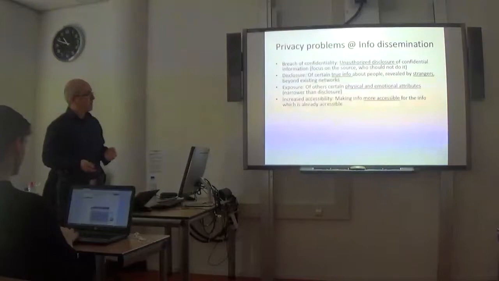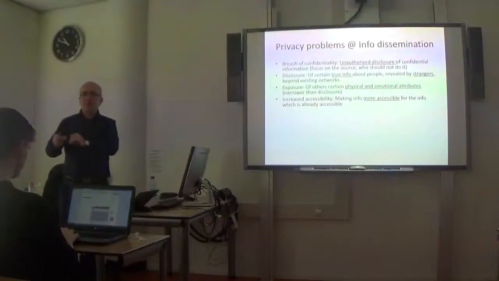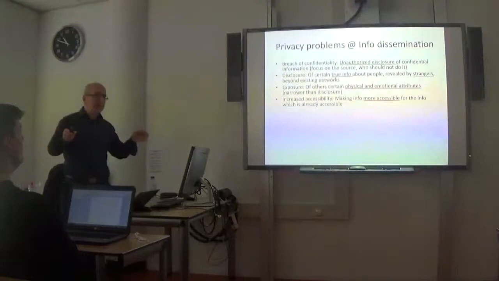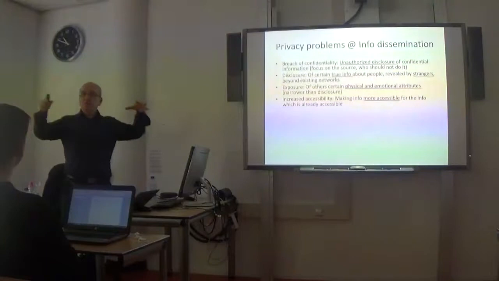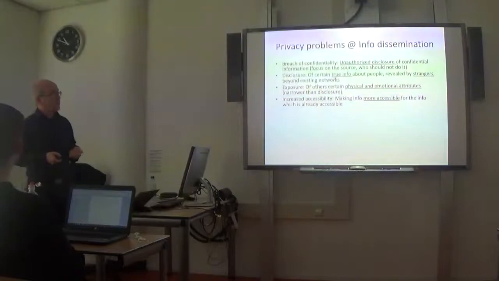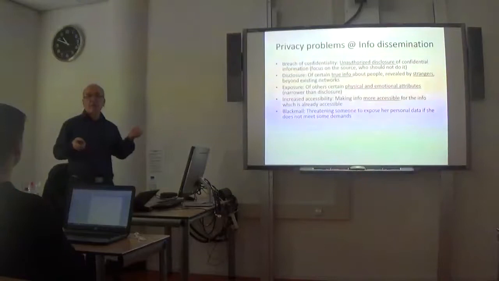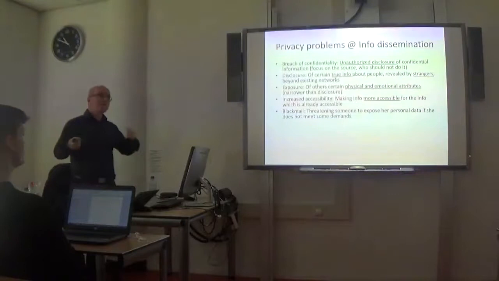Increased accessibility: if I put up a portal where everybody can get information about you or other people, that is increased accessibility, and it is also a breach of privacy, because by definition people try to spread their information in different places, and no one wants to put it all in one place. Blackmailing: you misuse the data and ask people for favors, money, or other things, otherwise you say, I will reveal your private information.